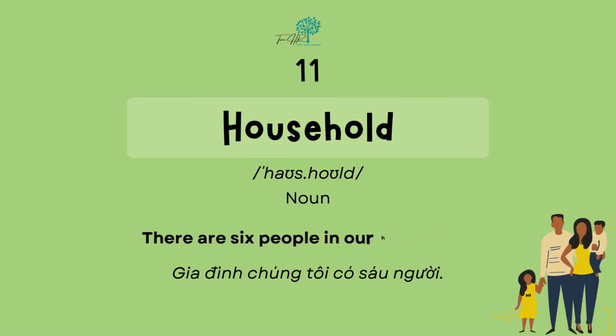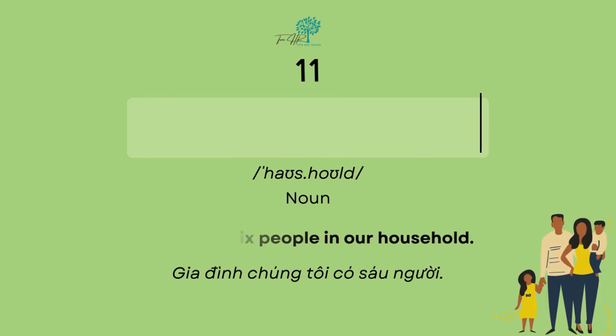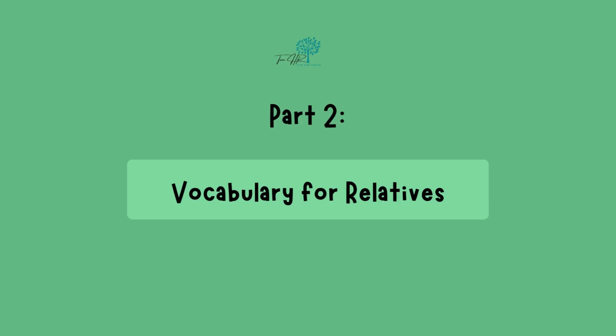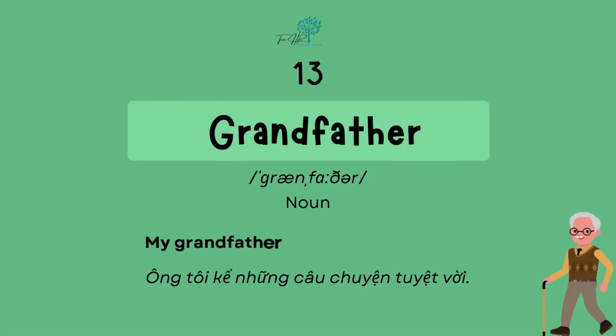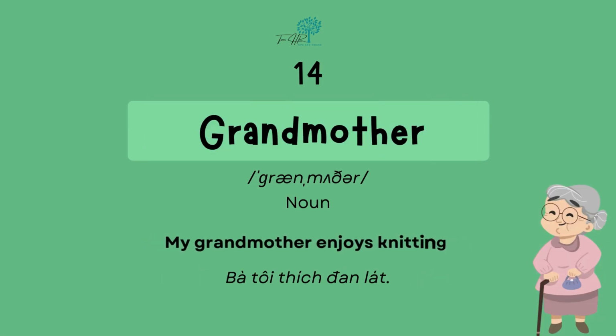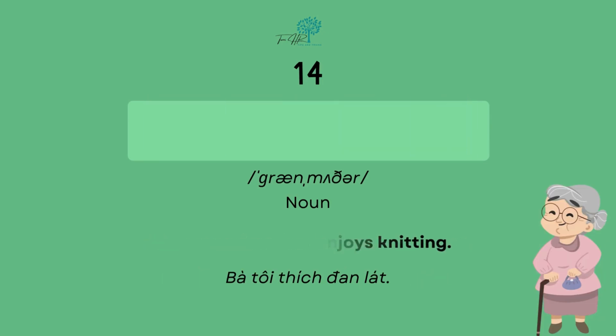11. Household. There are 6 people in our household. 12. Loving. They have a loving family. Part 2. Vocabulary for relatives. 13. Grandfather. My grandfather tells amazing stories. 14. Grandmother. My grandmother enjoys knitting.